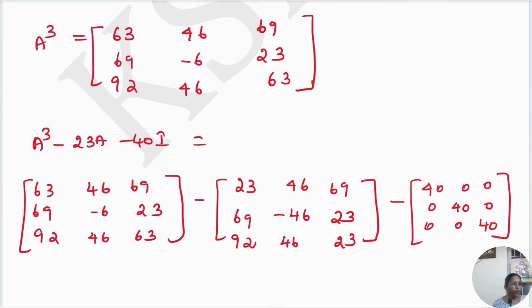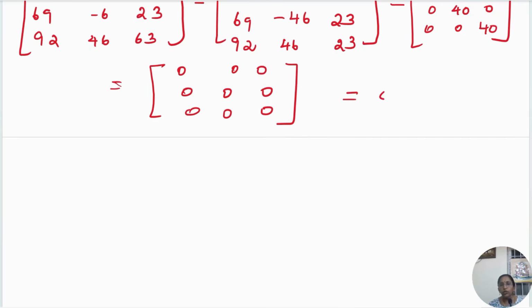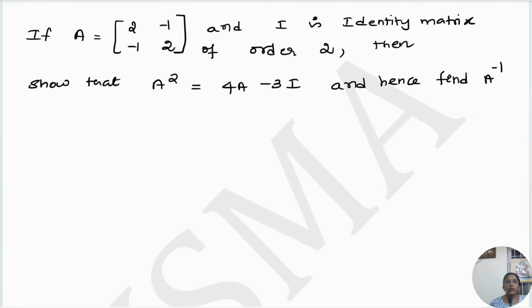Now do the process. So you are getting your answer as 0, 0, 0, 0, 0, 0, 0, 0, 0. So a 3 cross 3 zero matrix we are getting. So you can write your answer as 0 in the numerical value. So we are getting our right side part. So hence proved.